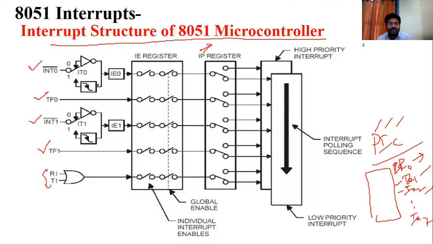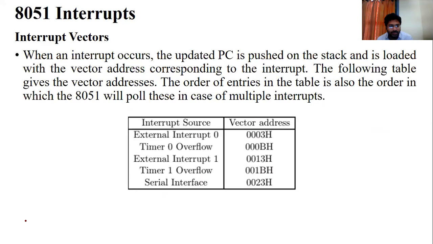See this. This is the internal connection of the interrupt structure. This is the highest priority. This is the lowest priority. See this, this is on and off. IE0. These are some series of gates as well as transistors, diodes and all. You can see the gates, NAND gates, NOT gates. Then these are the interrupt sources.